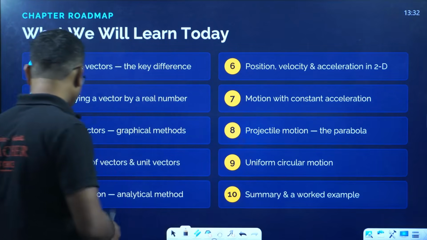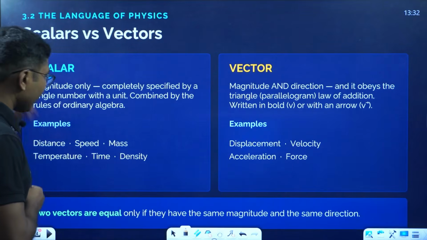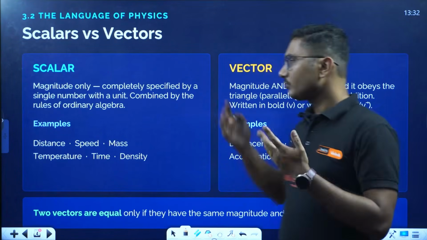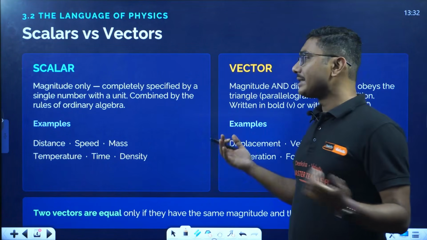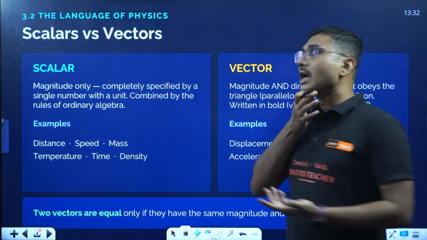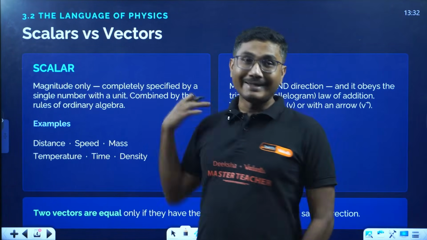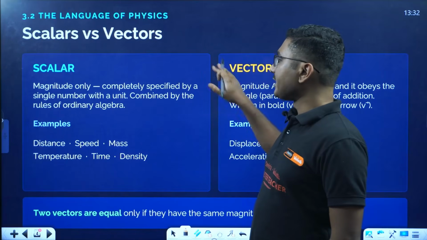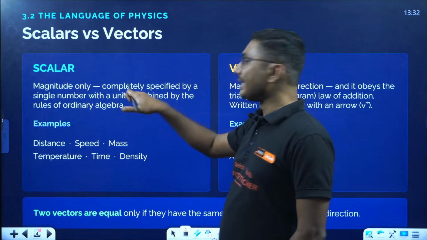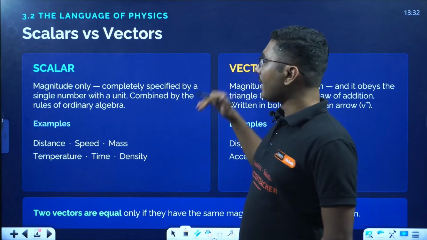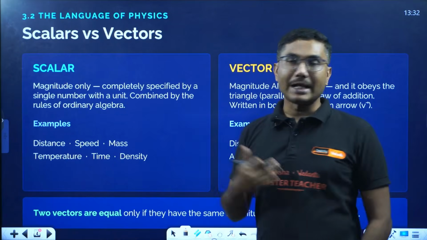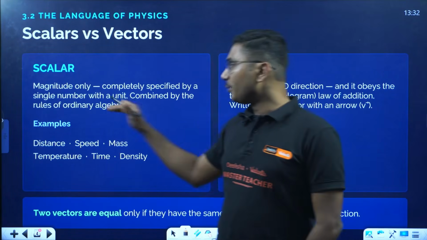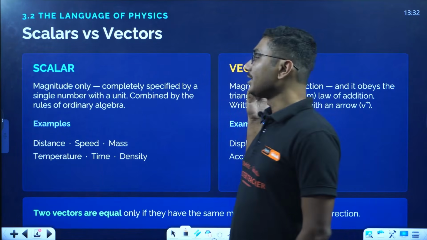So without any delay, let's start with the first thing, that is the difference between scalars and vectors. So what is a scalar? A scalar is a quantity which has only value. Value is called magnitude. Magnitude means the value only. It is completely specified by a single number with a unit, combined by the rules of ordinary algebra. Ordinary algebra means 2 plus 2 equals 4.